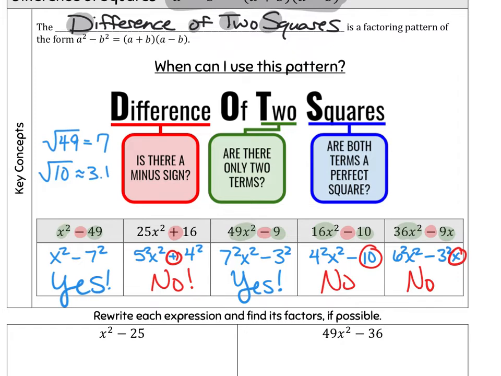What about the one in the middle? We said it was yes. Is every part of it squared? 49 is 7 squared. Then you have x squared. Correct. So if there is an x, it has to be squared.